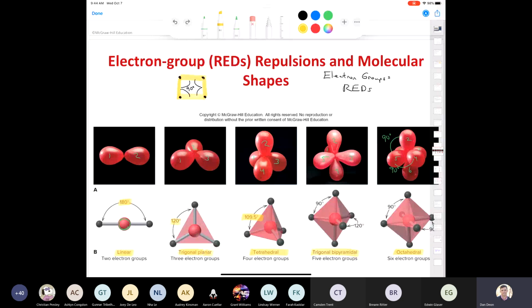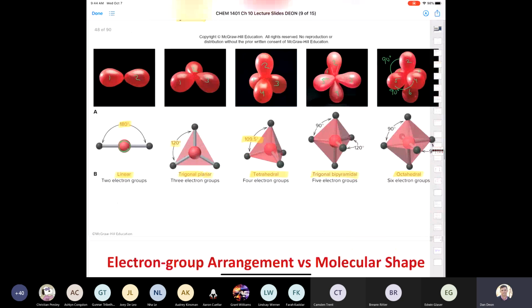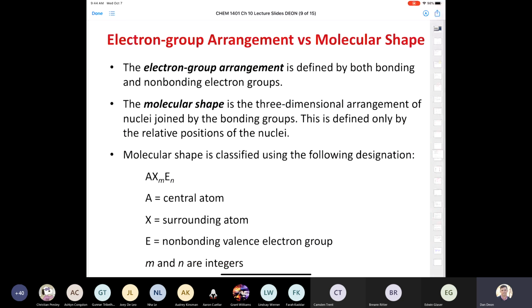Let me just scroll down here. Okay, perfecto. Well, let's talk a little bit more about molecular shape, because I'll just warn you ahead of time that there's more shapes than those 5. There's several other shapes that we have to be aware of, and we're going to talk about them today.